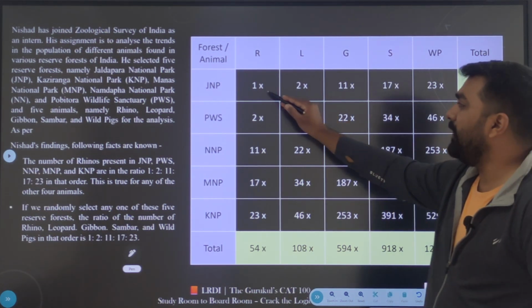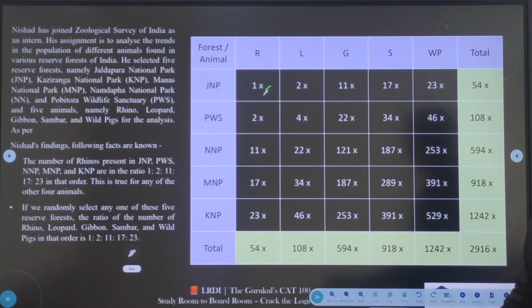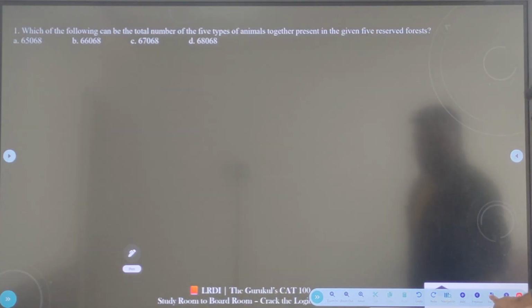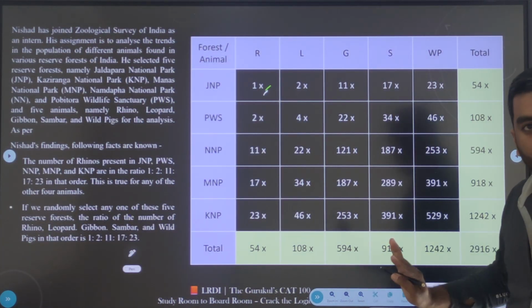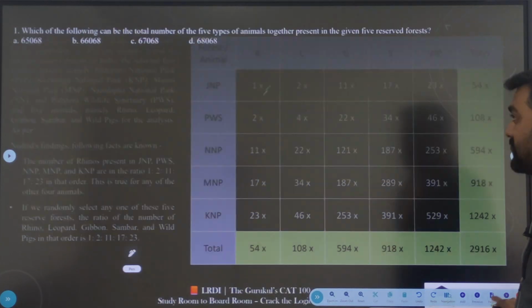This x value can be anything. There is no information in the question. It can be 1, 2, 3, 4. If any actual value comes into the picture, then we'll see what is the value of x. Perfect. The set is very easy. That's all. We are done with the set. Now let's look at the questions.